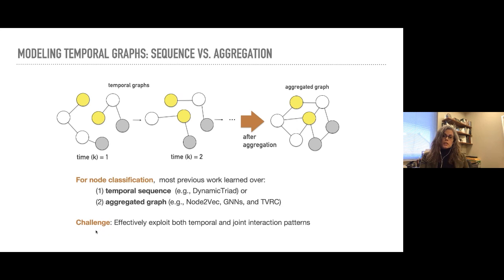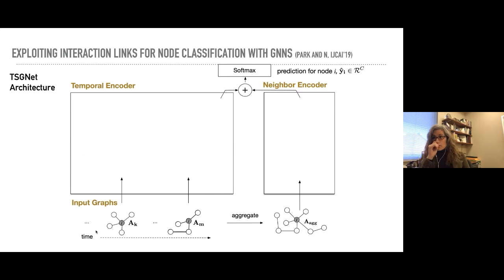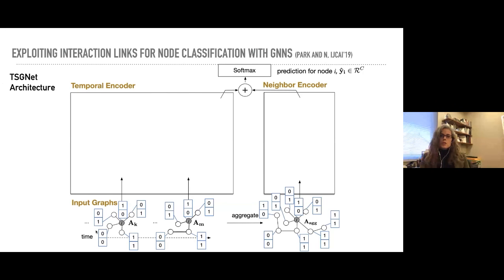So in our case, what we wanted to do was try to exploit both the temporal and the aggregated patterns of interactions. And we did that by combining two types of architectures in one and learning them jointly together. And basically in this case, what you can think of is that we took the temporal slices and we learned a temporal encoding or temporal embedding of each node in the network. And then we also took the aggregated graph separately, and we learned a static encoding or embedding of a network node, and then combined them together jointly to make a final prediction.